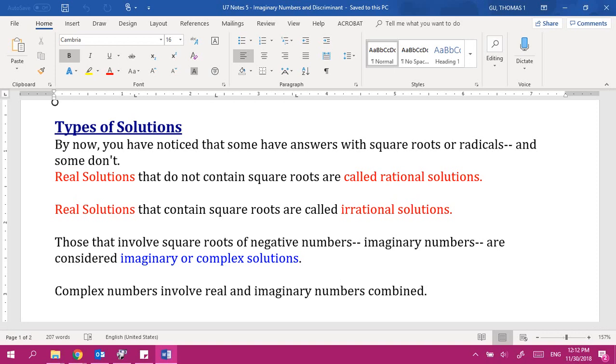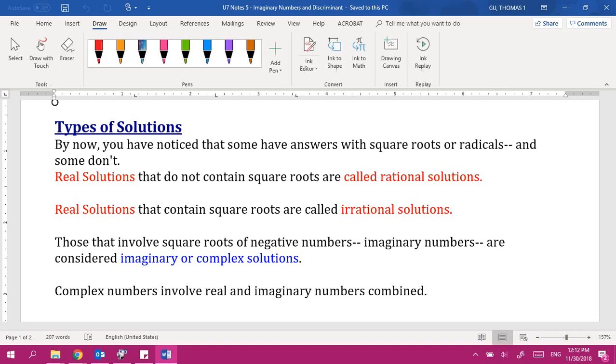You may have noticed that sometimes your solutions are just real numbers. They're numbers, there's no square roots or radicals attached to those numbers. But sometimes in your answers, you do have radicals and you do have square roots in them, like 2 plus or minus square root of whatever. So we have different names for those types of solutions. When you have real solutions that don't have any square roots, those are called rational solutions, okay?